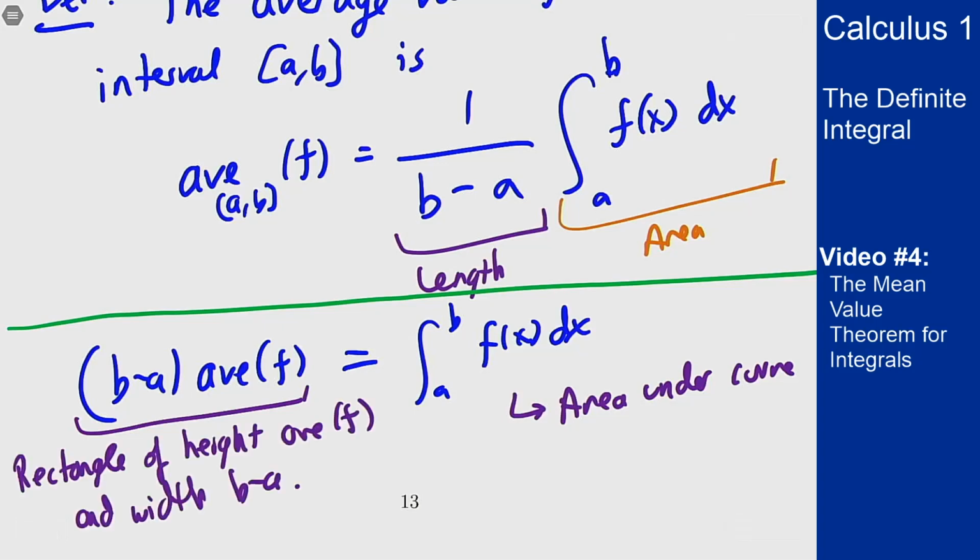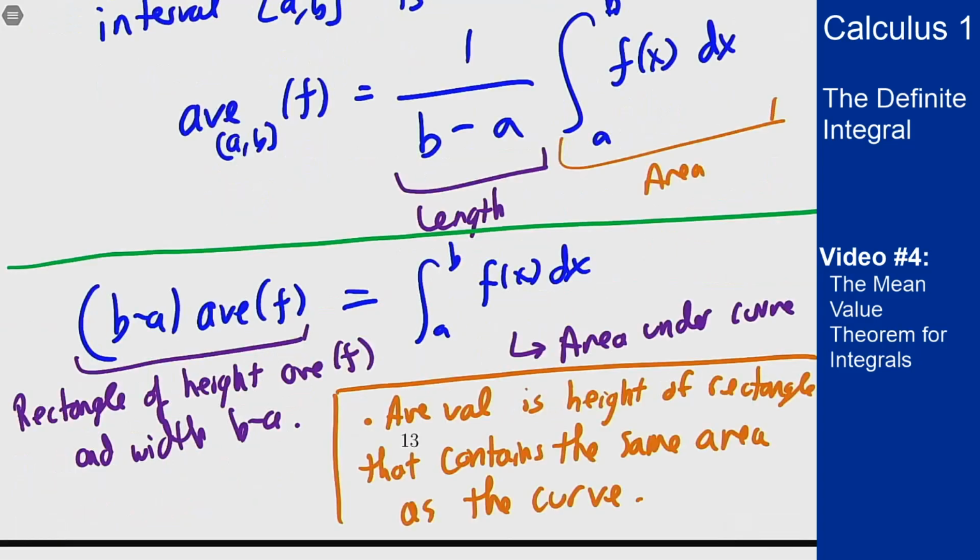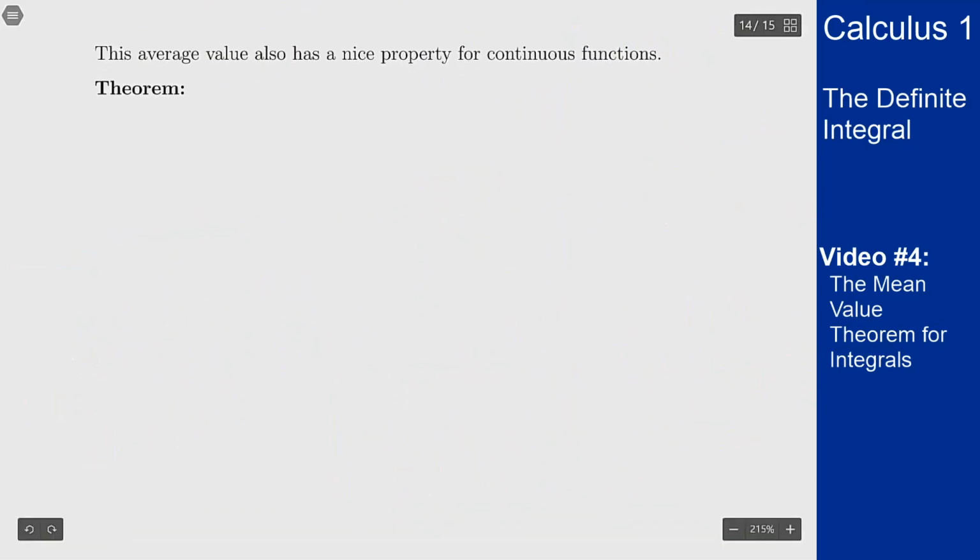So the average value of a function is the height of the rectangle whose area is the same as the area under the curve. And that's why it's called the average value, because it's sort of the average in the sense that it is the rectangle with the same area as this curve. This average value also has a nice property if I have a continuous function.